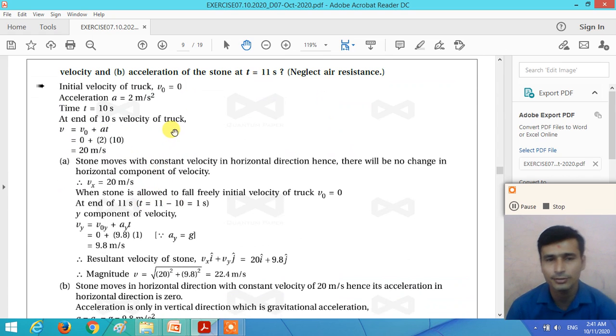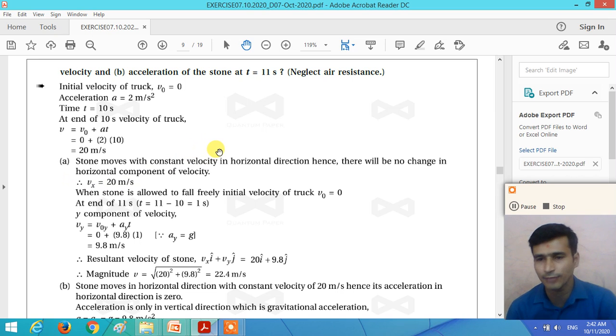Now here we want to find the velocity of the stone at the time t equal to 11 second. Since the stone moves with constant velocity in the horizontal direction, there will be no change in the horizontal component of the velocity. So the horizontal component of the velocity remains constant. So we take the x component of the velocity of the stone, vx, is equal to 20 meter per second. Now we need to find the y component.